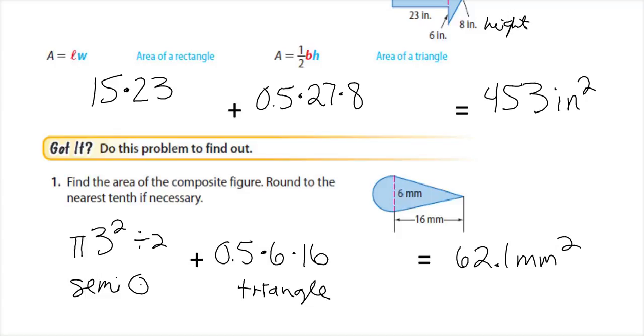Okay, so remember a semicircle, you find the area of the circle, and then you divide it by 2, and the triangle is, like on the previous one, 1/2 the base times the height. Okay, so the base is like the part that would sit on the floor, and the height is how tall it would be. All right, let's move on to the next part.